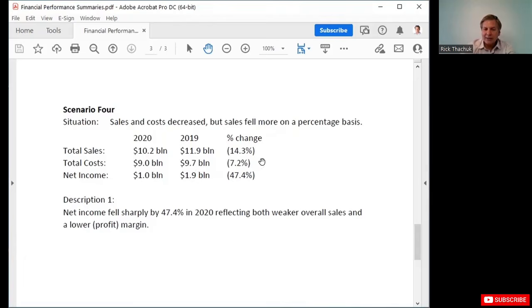So costs were down, but not as much as you would expect. If sales are down 14%, you might expect that costs would be down about 14% as well. But they're only down by 7%, which means that it costs you a little bit more than you would expect to produce the volume that you did produce. Not surprisingly, the net income declined, and it declined substantially by 47.4% from 1.9 billion to $1 billion. Situation analysis here: sales and costs decreased, but sales fell more on a percentage basis.